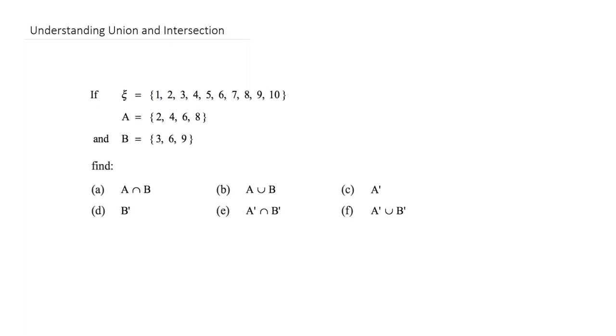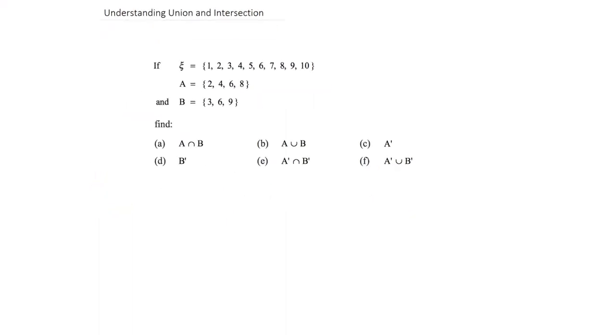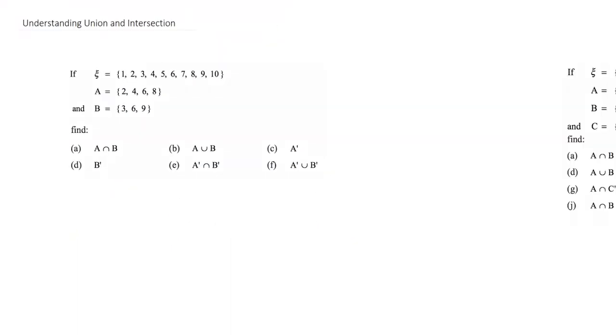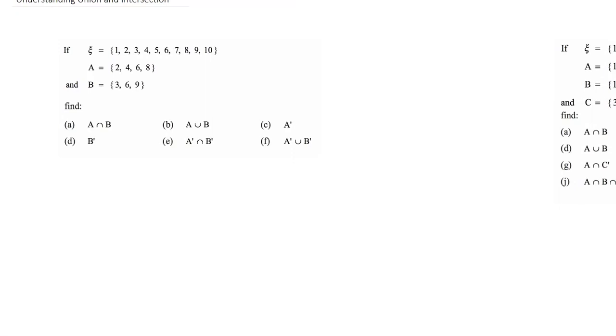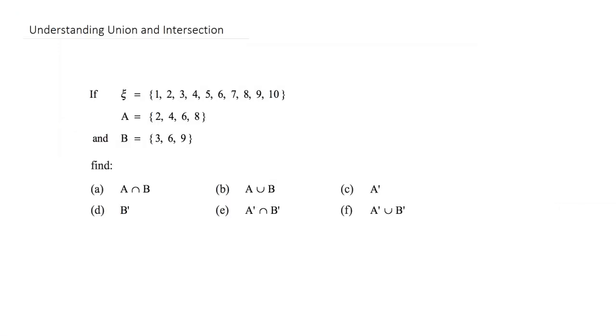In this video, we're going to take a look at some more problems involving union and intersection, and it's going to get a little bit tricky as we go forward, but let's start off with a simple-ish example. We've got some numbers, 1 to 10. We can see this from our universal set and some sets made up of those numbers, A and B, and we're going to find various different things.